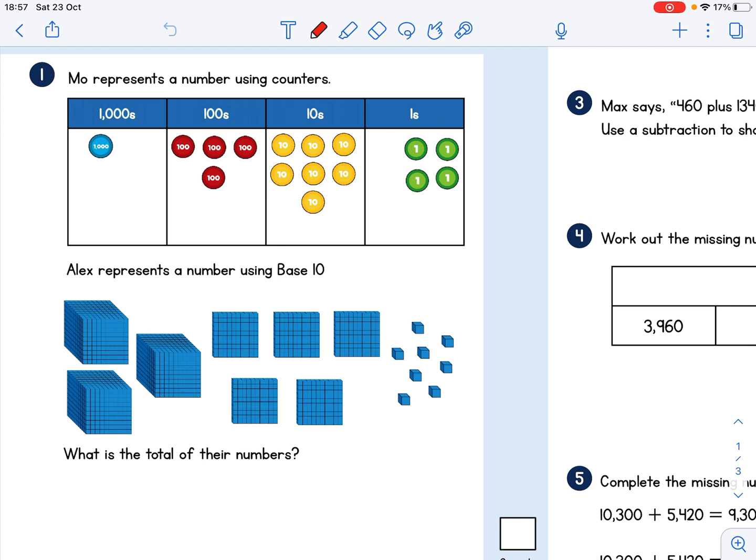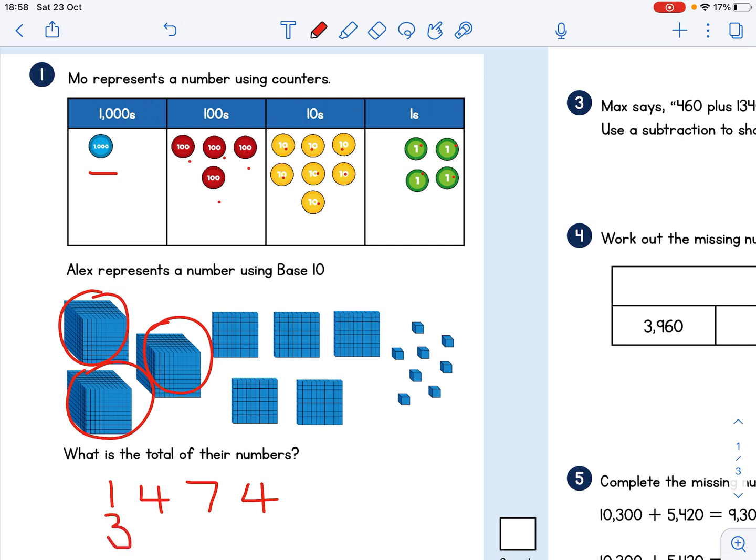So if we look at Mo, he's got 1,000. He's got 1, 2, 3, 4 hundreds. He's got 1, 2, 3, 4, 5, 6, 7 tens. And he's got 1, 2, 3, 4 ones. So his number is 1,474.